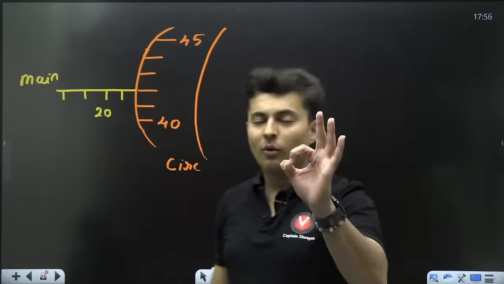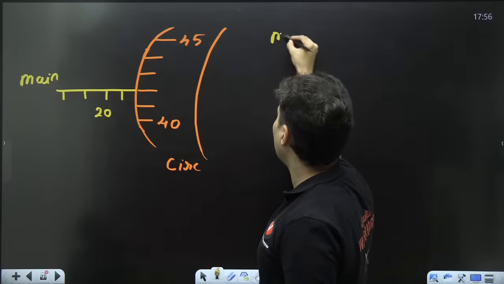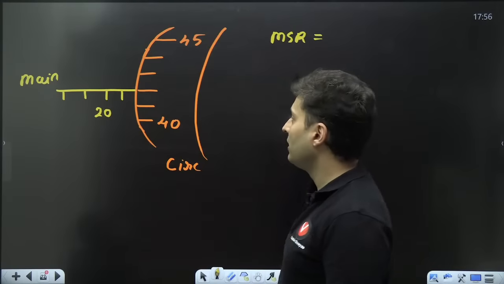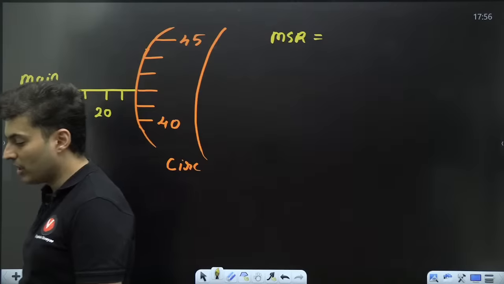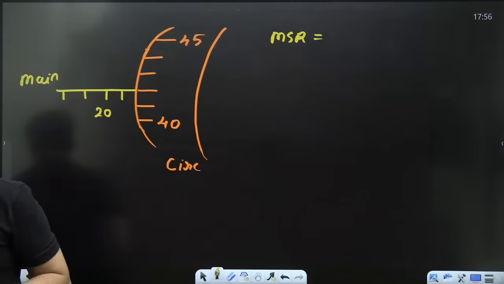Can you, warriors, tell me what will be the main scale reading in this? Come on, quickly put it up in the chat box, my dear warriors.